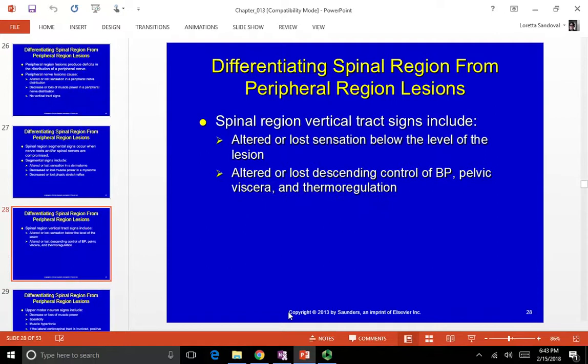So spinal region vertical tract signs include altered or lost sensation below the level of the lesion, and altered or lost descending control of blood pressure, pelvic viscera, and thermoregulation. So we're going to get into spinal cord injuries, and you'll see that those are often signs of spinal cord injuries, which is a vertical tract lesion.